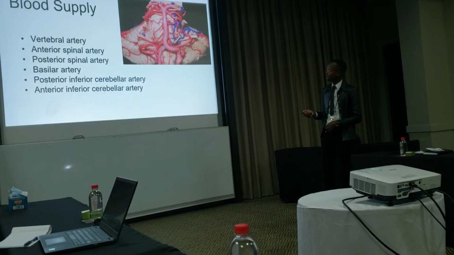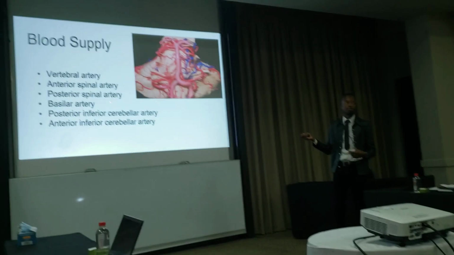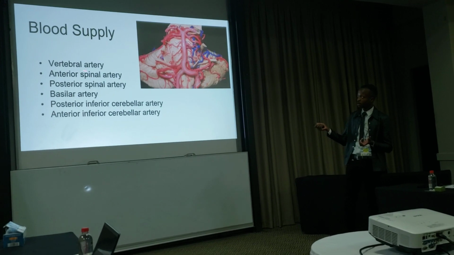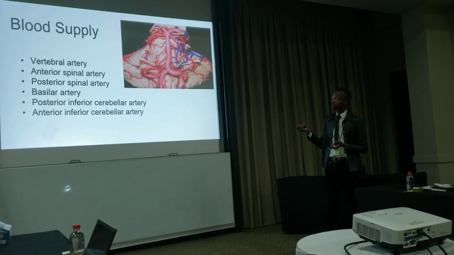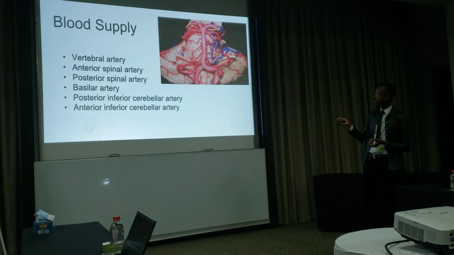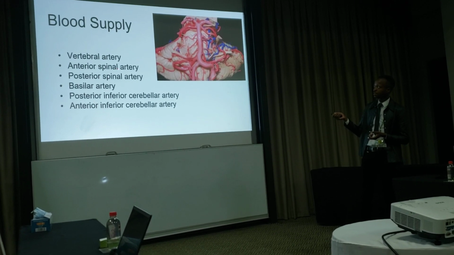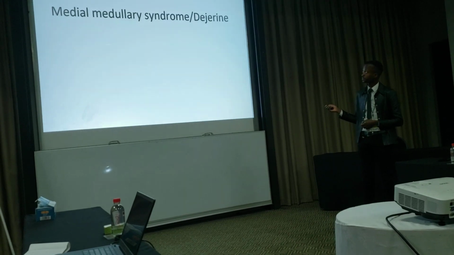Then for the blood supply of the medulla, we have arteries that are basically part of the posterior circulation of the brain. So that's going to be the vertebral arteries and the subsequent branches that are going to come off it. So we're going to have the two vertebrals forming the basilar artery, which is this one. So these are the two vertebrals. Then we also have the spinal arteries coming off the vertebral, as well as the cerebellar arteries.